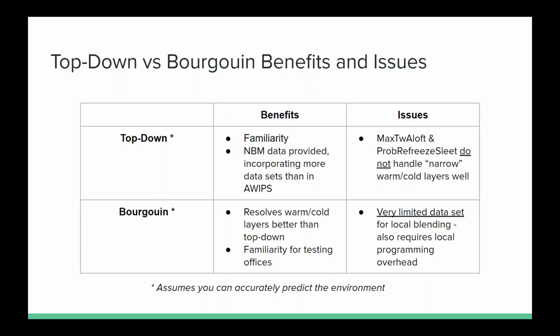With the top-down, the benefit there is the NBM's got data for that, so you have a little more data sets in AWIPS than you do for the Bourgouin. But on the flip side, the Bourgouin is probably a little better for handling narrow, warm, cold layers than the top-down. There is some code in the top-down in ForecastBuilder to attempt to handle that, but it's not nearly as good as what the Bourgouin would give you.